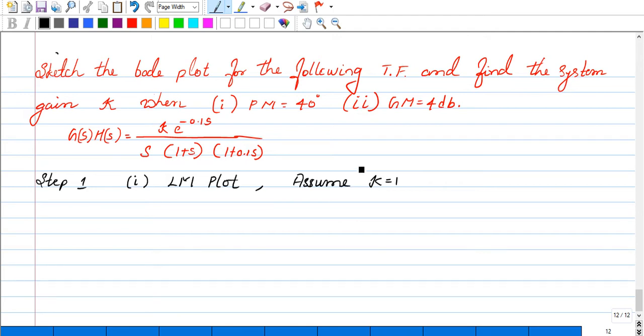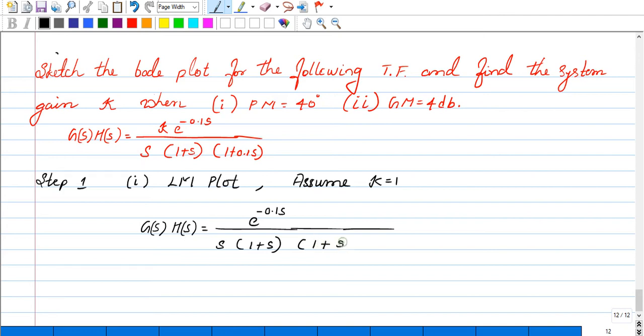Okay, so let us rewrite our problem in standard form. That is G(s)H(s) is equal to e raised to minus 0.1 s divided by s into 1 plus s. So these two are in standard form, whereas 1 plus 0.1 s is also in that standard form. So we shall write 1 plus s by 10 for easy understanding. Okay, now let me start to write in the ascending form.